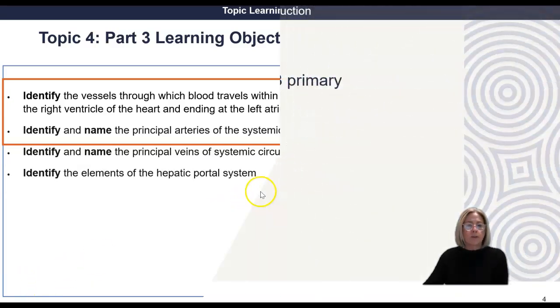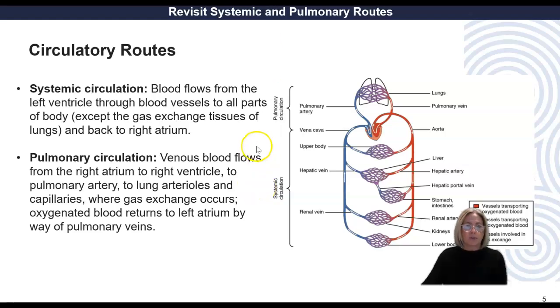So just a little bit of a recap on the circulatory routes again. With the systemic circulation, of course, blood is going to flow from the left ventricle through blood vessels, as you can see here, to all parts of the body, except, of course, the gas exchange tissues of the lungs. And then, once that capillary exchange has occurred in the capillary beds, that blood then is going to flow back to the right atrium.